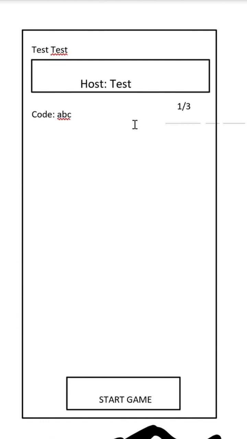The lobby will then be created and you'll be sent to this page. The code will be displayed and the number of players out of the max will also be displayed. Only the host player will have the start game button.